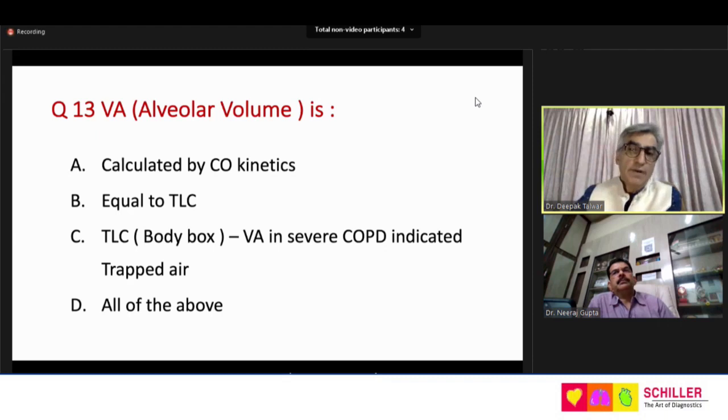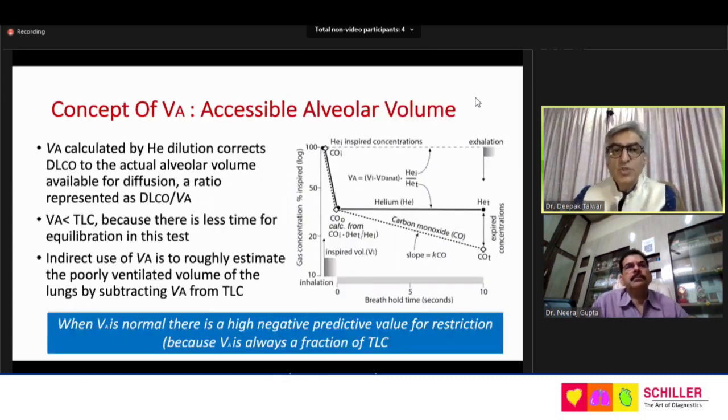That doesn't happen. But if the difference between the VA you get and the TLC you get from the body box is huge, then obviously it tells you that there is a trap there. It could be a bulla, even, in those situations. So this concept of VA is actually alveolar volume which is accessible. Accessible is very important, because you have a lot of air trapping in asthma and COPD, obstructive airway disease, that cannot be assessed by VA.